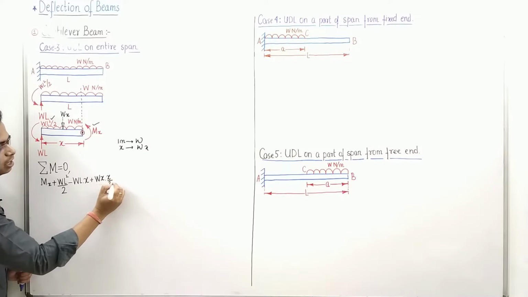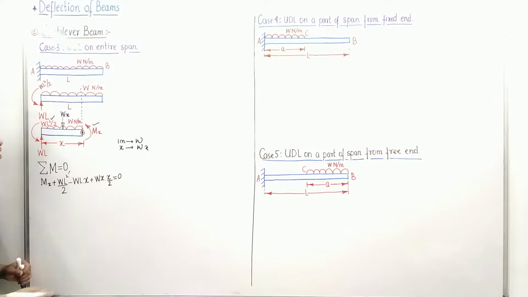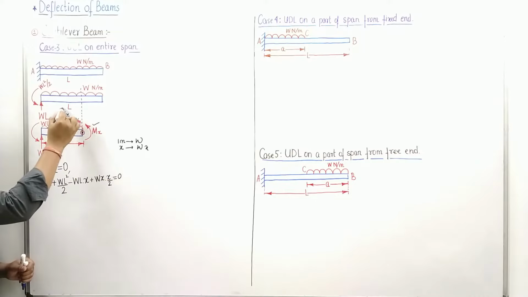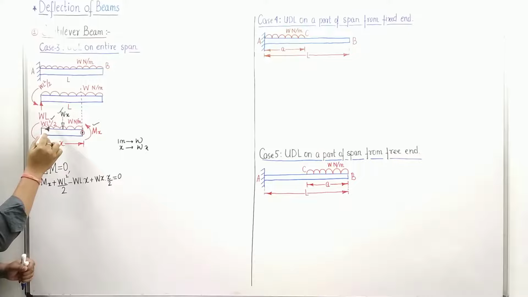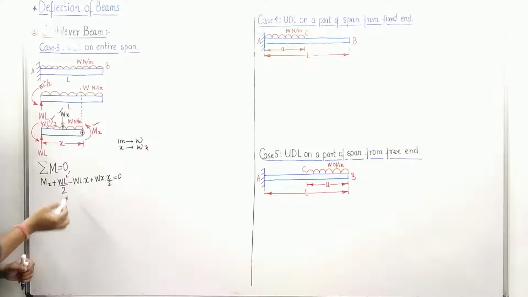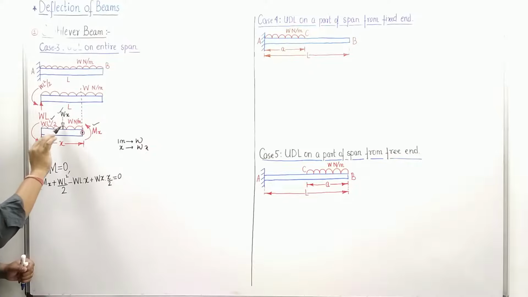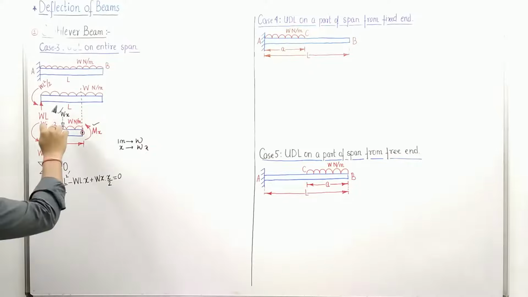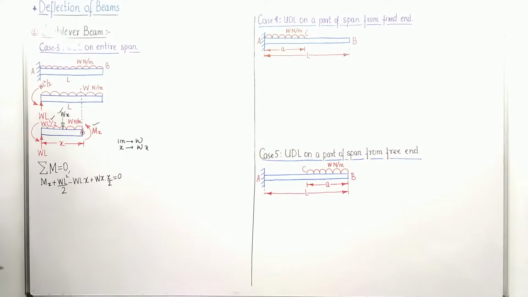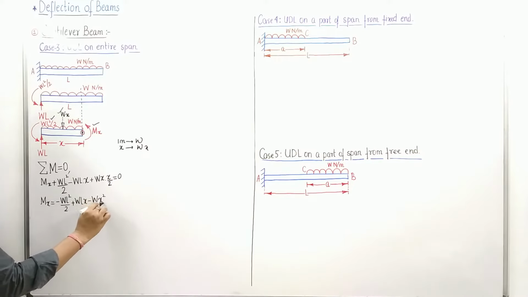I think we have pretty much covered up all the forces, all the moments. Let me just make a check. Done. WL square by 2. Then WL into x, clockwise, that's why negative. And then we've got this UDL. We converted that UDL into a point load, and we got Wx into x by 2. Done. Mx equals minus WL square by 2 plus WLx minus Wx square by 2.